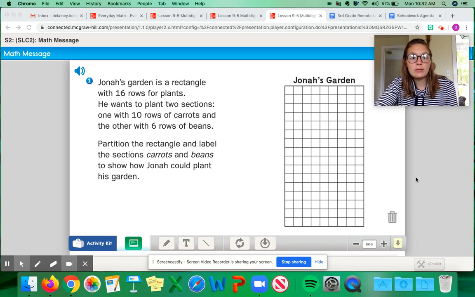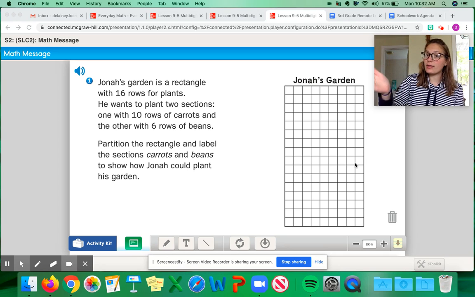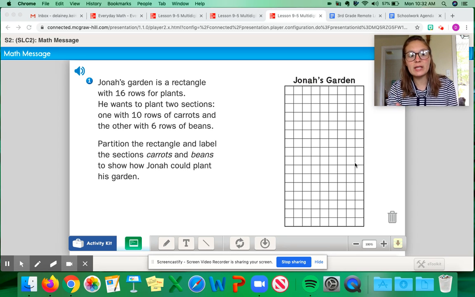Jonah's garden is a rectangle with 16 rows for plants. He wants to plant two sections: one with 10 rows of carrots, and the other with 6 rows of beans. Partition the rectangle and label the sections carrots and beans to show how Jonah could plant his garden. This is in your math journal, page 286. Please pause the video and solve this problem on page 286 now.